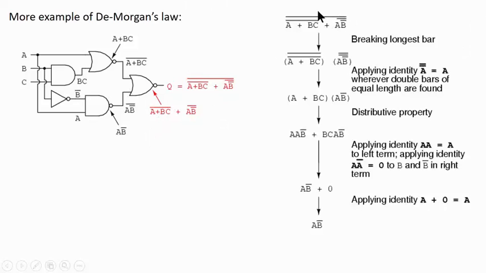So you break the long bar first, and it will be this, and from here to here, the double bar is gone, and this again, the double complement is gone, and this can be written using the distributive properties. And A times A is A, right? And here B times B prime is 0, right? And finally, this long expression significantly simplifies to just A times B complement, right?